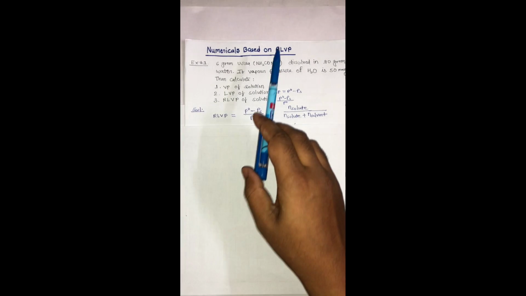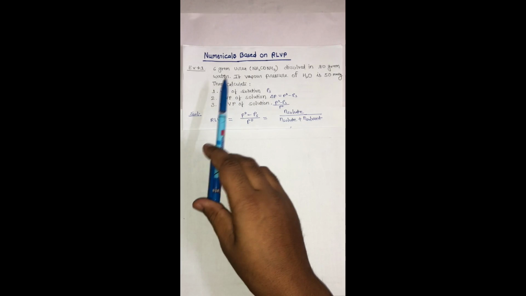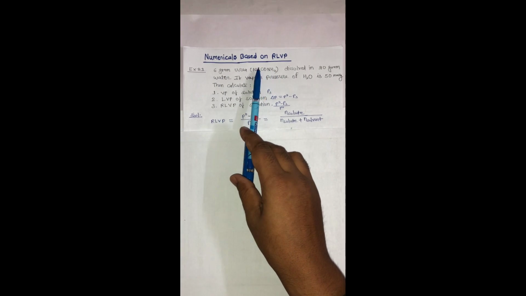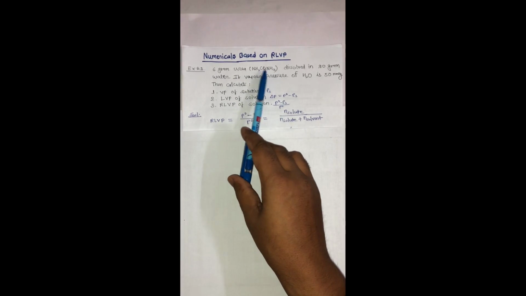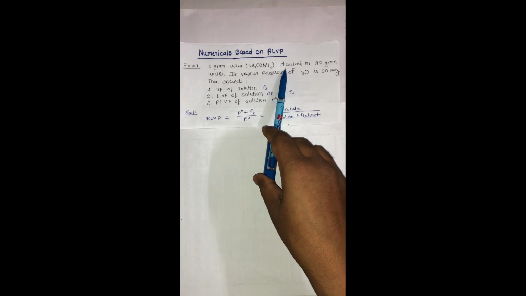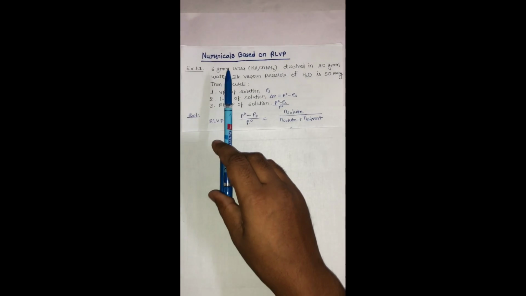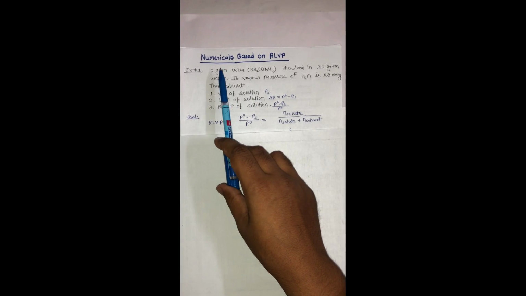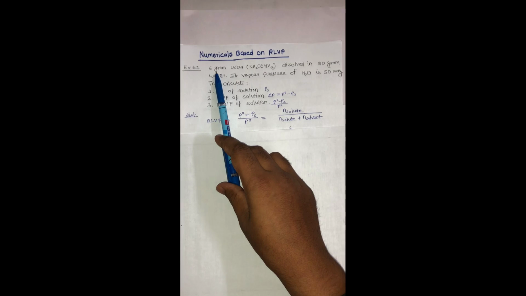So dear students, in today's video lesson we will discuss some solved examples based on relative lowering in vapor pressure. Suppose we have a question in which 6 gram urea, NH2CONH2, molecular mass of urea is 60 gram per mole, is dissolved in 90 gram water. That means 6 gram urea is the solute and 90 gram water is the solvent. The substance present in lesser amount is considered the solute and the larger amount is considered the solvent.